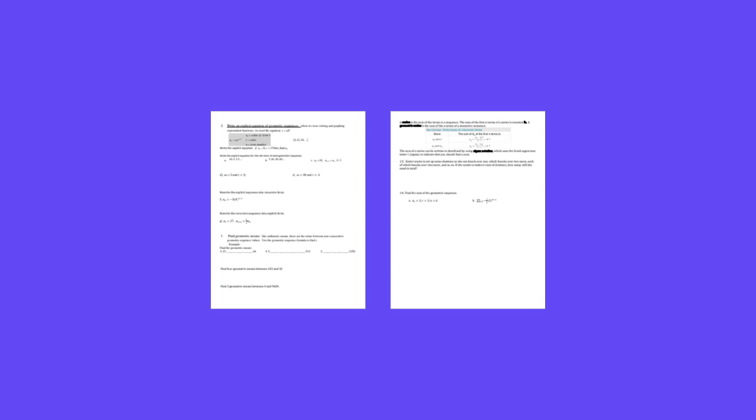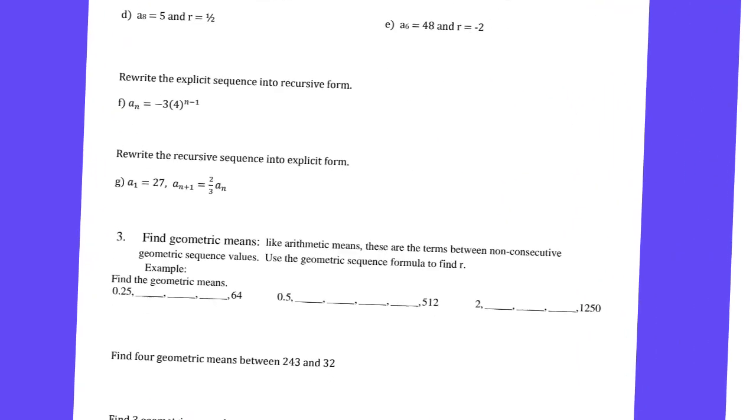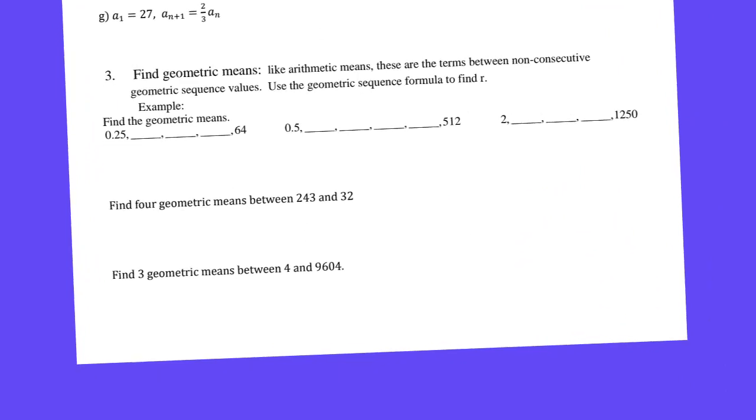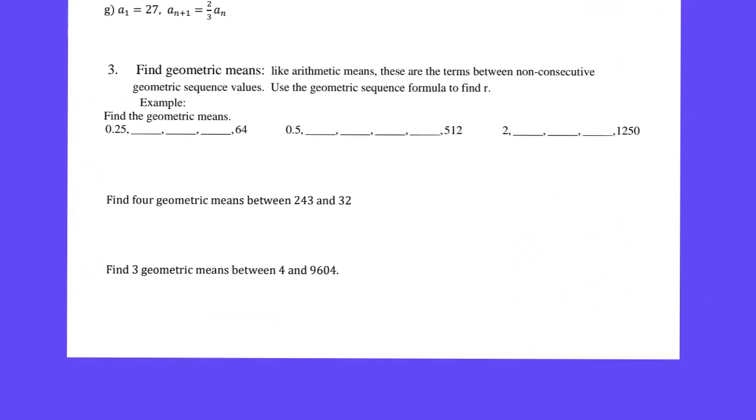Okay, so this is 7.4, day 2, and we talked about arithmetic, we talked about geometric, and now on day 2, we're going to talk about geometric means. We're going to refer to arithmetic means as well, because that's something you should know, and maybe you don't. Then we're going to talk about finding the sum of a list of numbers, of geometric sequences. And so here we go.